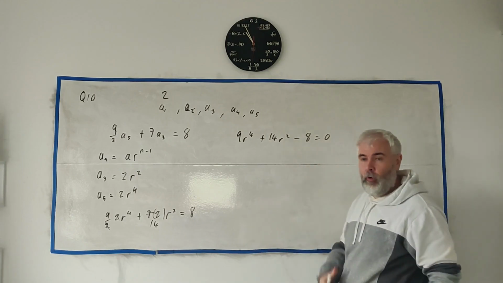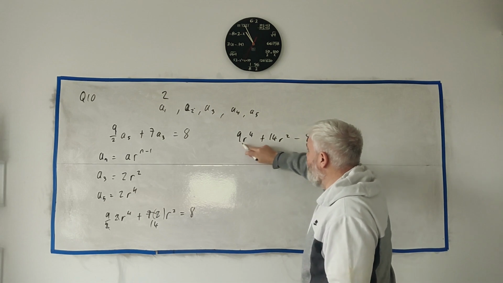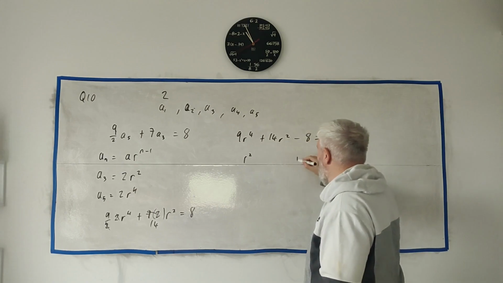You can use the minus b formula, or again your calculator will probably do this, but 2 things that multiply to get r squared. r to the 4 is r squared and r squared.